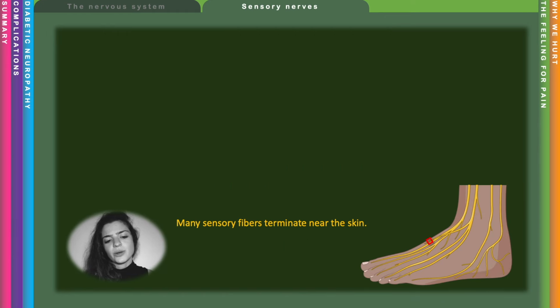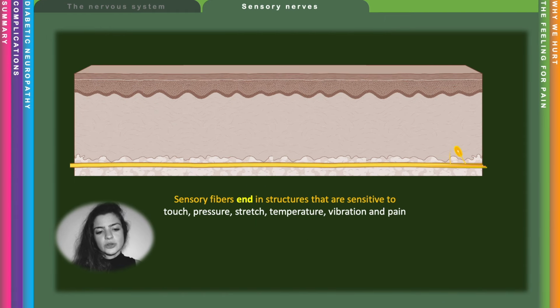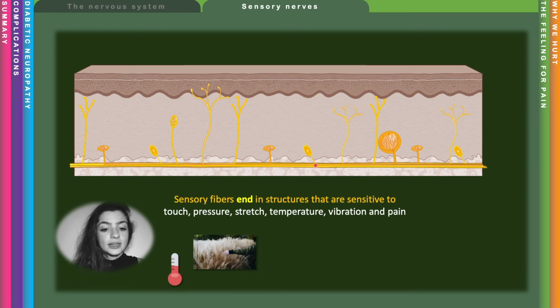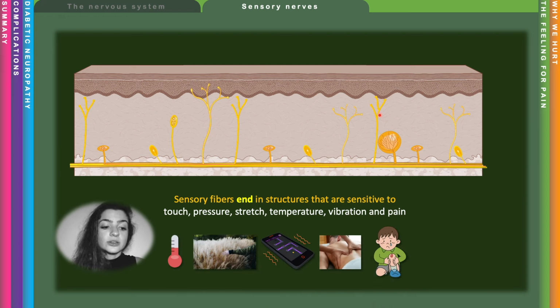So many sensory fibers terminate near the skin. So we have branching of these structures, which are individual sensory fibers, and they are sensitive to things like touch, pressure, stretch, temperature, vibration, and pain.